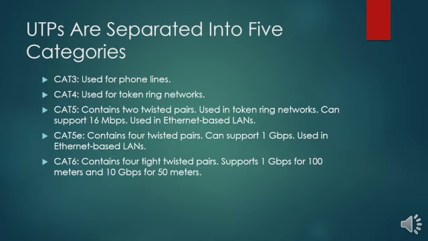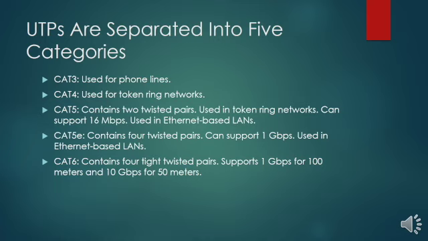UTPs are separated into 5 categories. First, you have the Cat3, which is used for phone lines. Then you have the Cat4, which is used for token ring networks. Then you have the Cat5, which contains 2 twisted pairs used in token ring networks. It could support up to 16 megabits per second, and it is commonly used in Ethernet-based LANs. Then we have the Cat5e, which contains 4 twisted pairs. It could support up to 1 gigabyte per second, and it's used in Ethernet-based LANs as well.